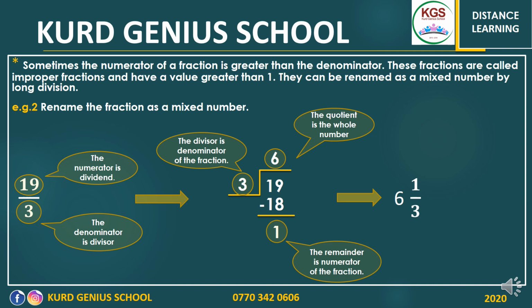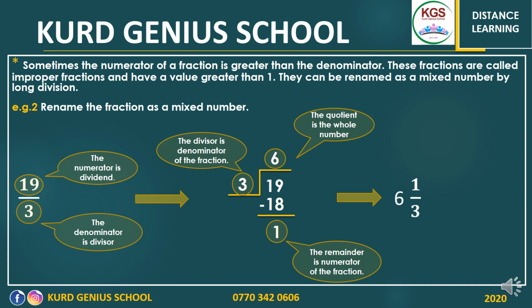Remember the steps of long division. So if we want to write this fraction as a mixed number, we have to divide the numerator by the denominator. And I told you during class time that fractions are like division. The numerator becomes the dividend and the denominator becomes the divisor.